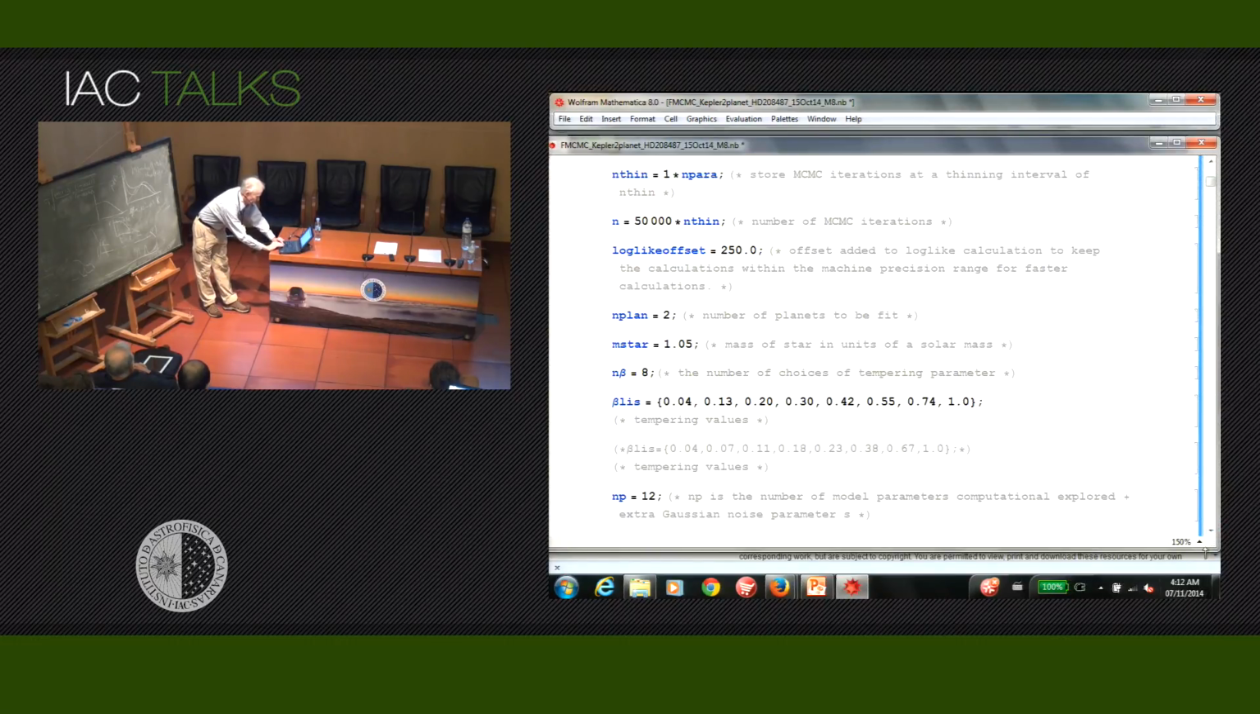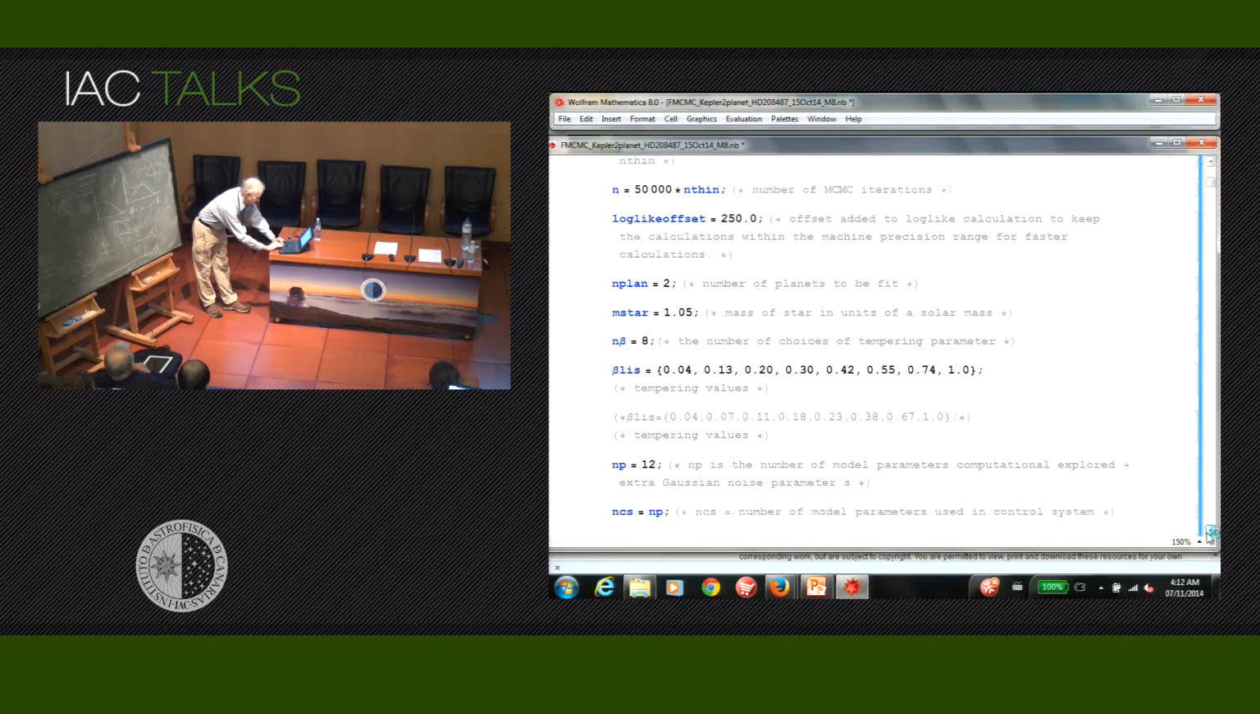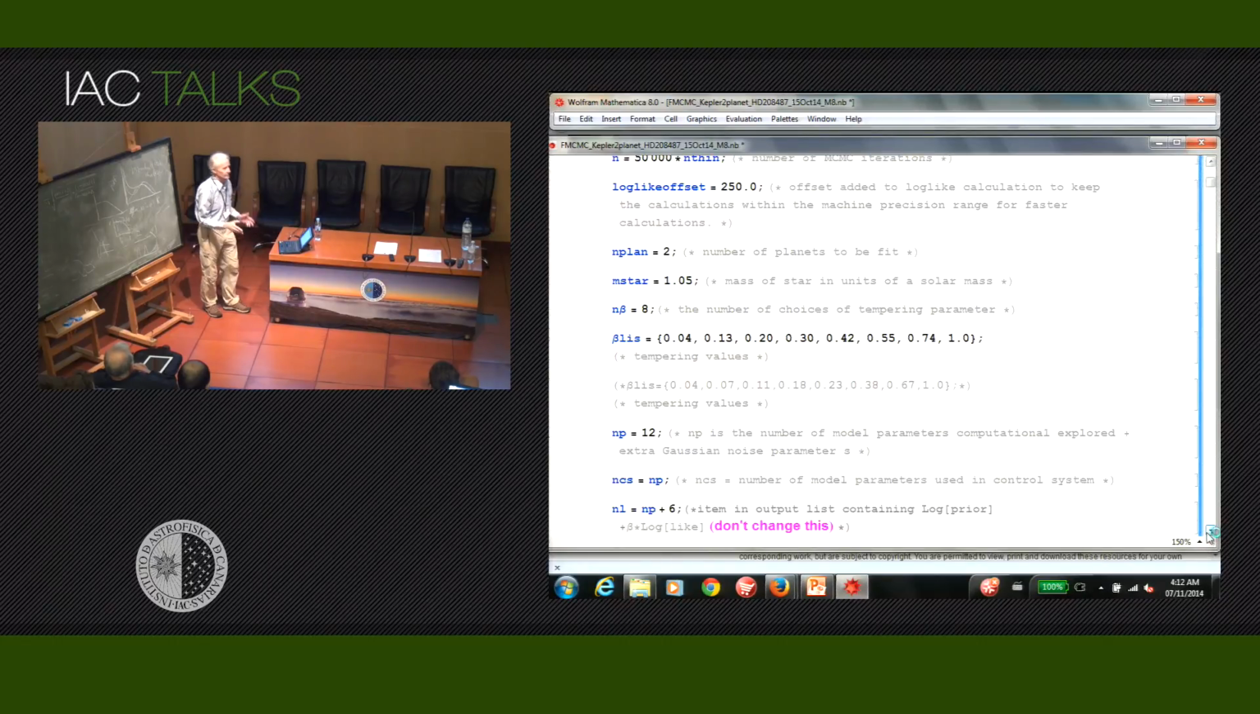Now, the number of parameters, I've just set that to 12 because there's 5 basic parameters for each planet, plus the velocity drift velocity, and then we have this extra noise parameter, S. And in some cases, you want to include a slope parameter as well. So you'll have, if you like, an offset, slope, and then you'll have your Kepler models. I don't have a slope in this one.